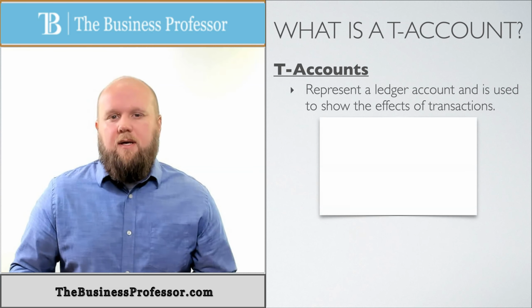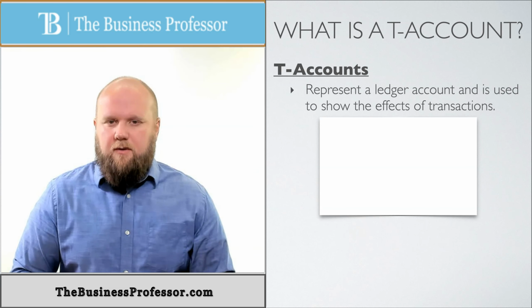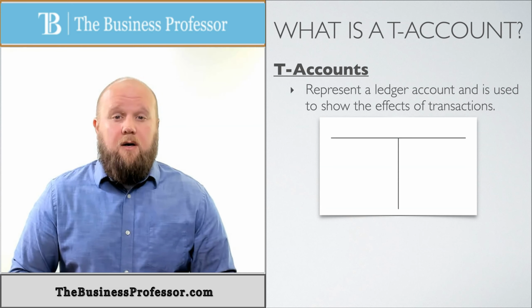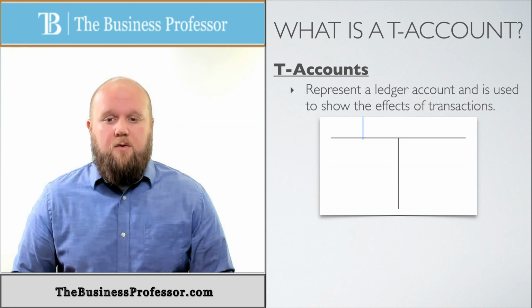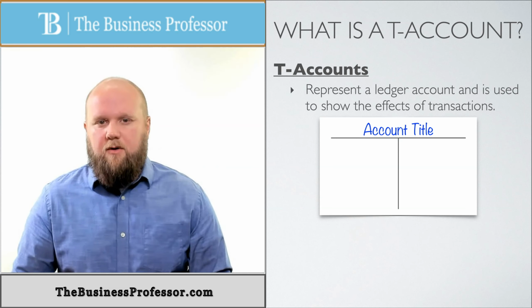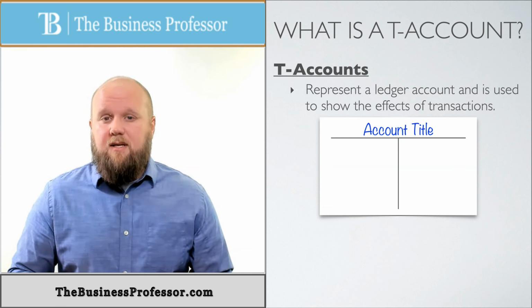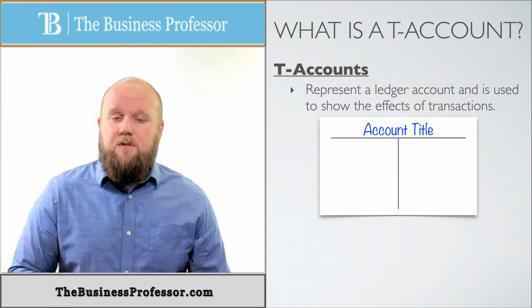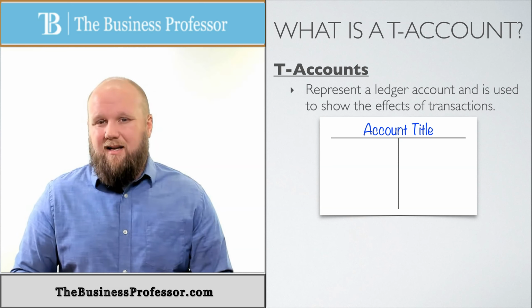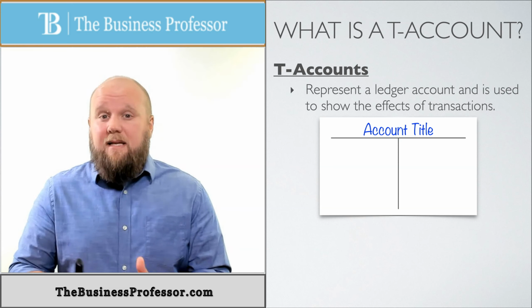Okay, one, it looks like the capital letter T. Again, we're real creative with our names, but there's our T. Across the top is where the account name goes. So if you're dealing with cash, then that would go there. Accounts receivable, that would go there. Accounts payable, there. Common stock, there. Retained earnings, there. All the names go up at the top, and each individual account has their own T table. So it's not like we do one for assets. We do one for each asset.